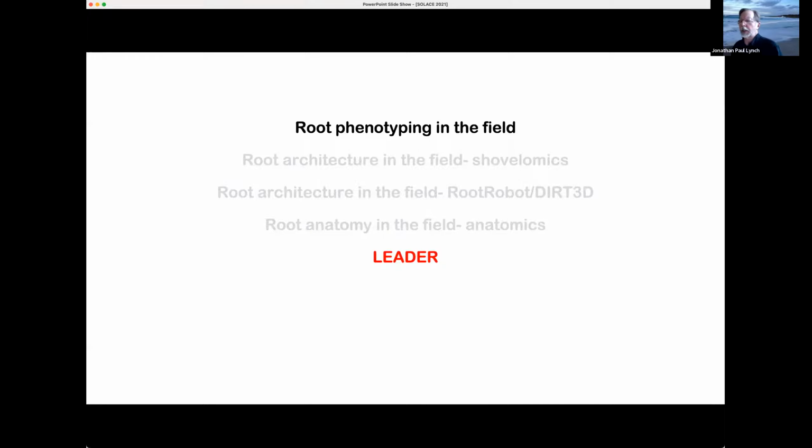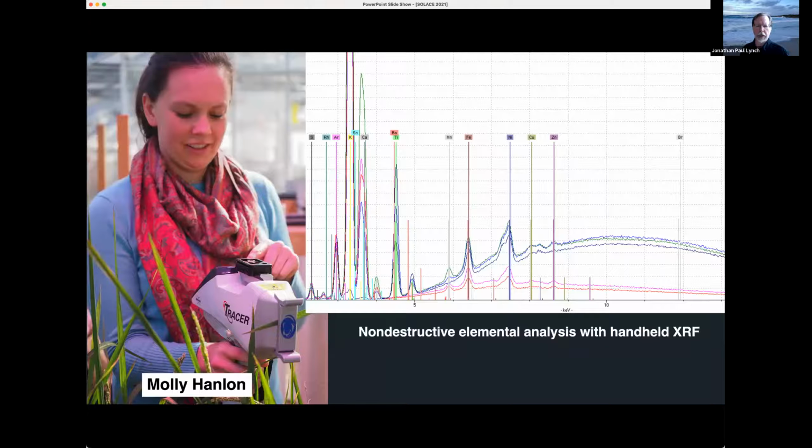I finally want to mention that a new technology hasn't been published yet, called LEADER, that is even quicker and faster than what I've been talking about. Here's Molly Hanlon, who's been leading this work. And this work employs handheld X-ray fluorescence spectroscopy, although it doesn't need that, but this makes it very nice.